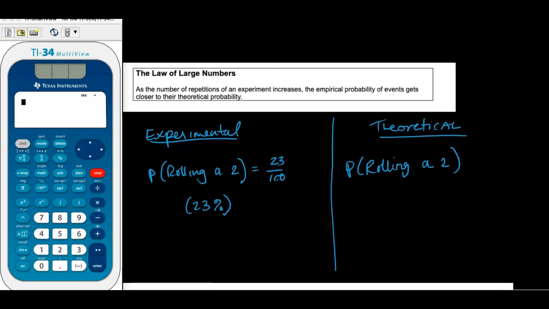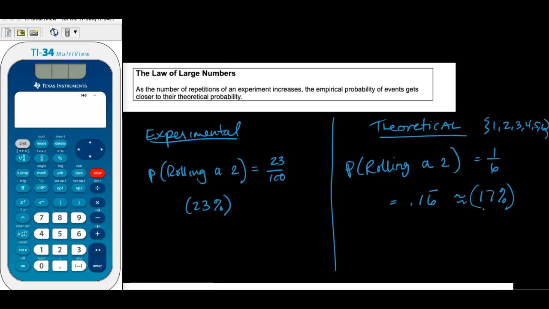Theoretically, if we have 6 choices on a die, so 1, 2, 3, 4, 5, or 6, there's a 1/6 chance of rolling a 2. And if we find the decimal equivalent for that, if we divide 1 divided by 6, we get 0.16 repeating, which if we round is about 17%. So if you notice, the probabilities are different. We rolled a 2 more than you would expect just in that experiment.